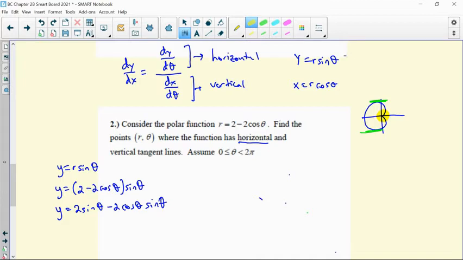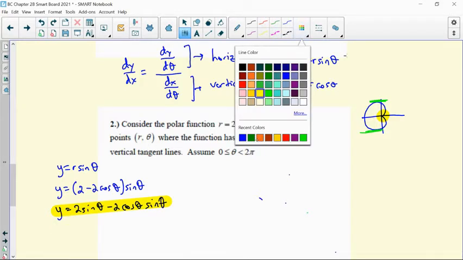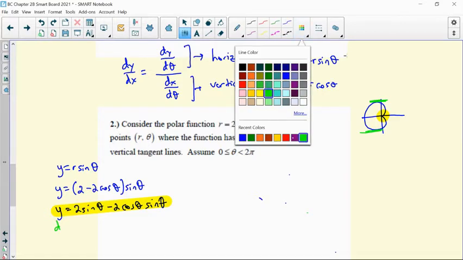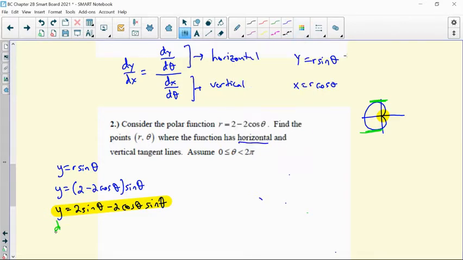Okay, so here's my equation, right? There it is. So let's go ahead and take the derivative. So dy, oops, I want green this time. Let's try that one more time. Pen color, let's go green. So dy/d theta.